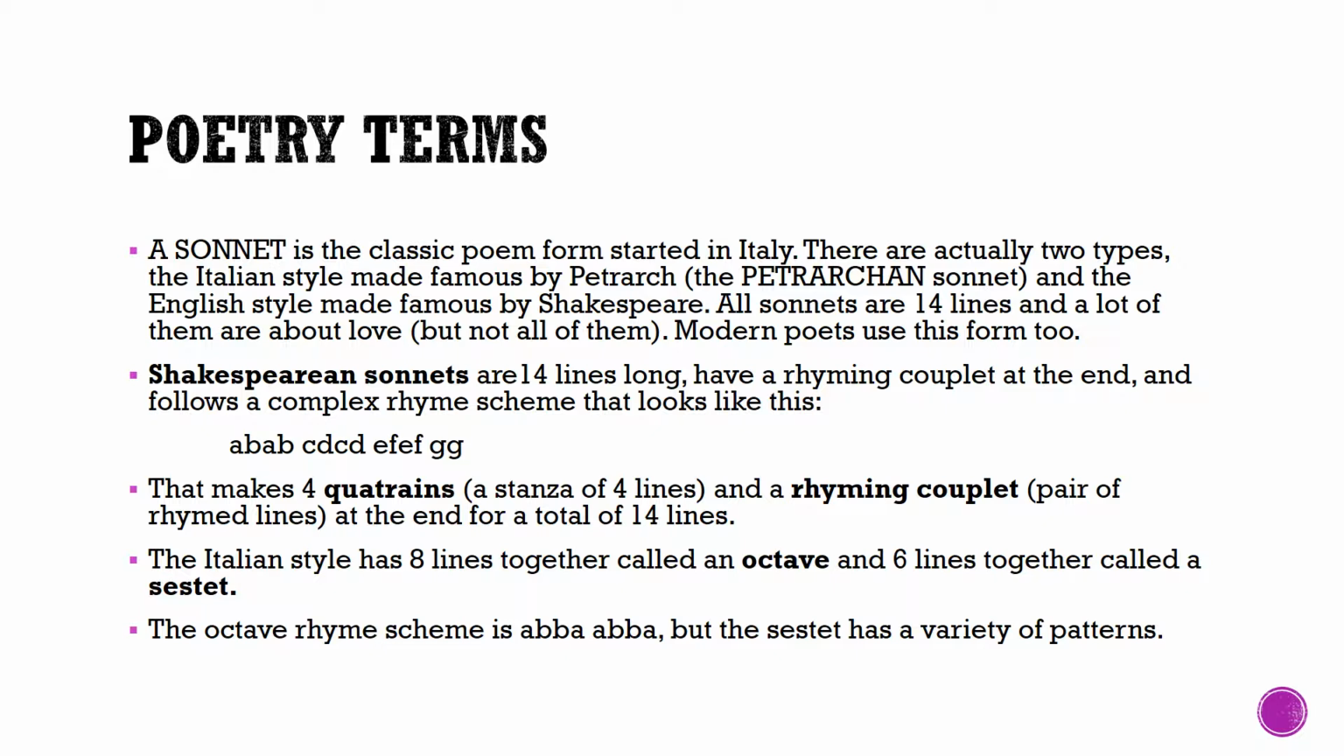The Italian style has eight lines together called an octave and six lines together called a sestet. The octave rhyme scheme is A, B, B, A, A, B, B, A, not ABBA, ABBA. This is not Swedish pop music that we're talking about. But the sestet can have a variety of patterns. If you study Petrarchan sonnets at some point, you will definitely go over those different possibilities in class.